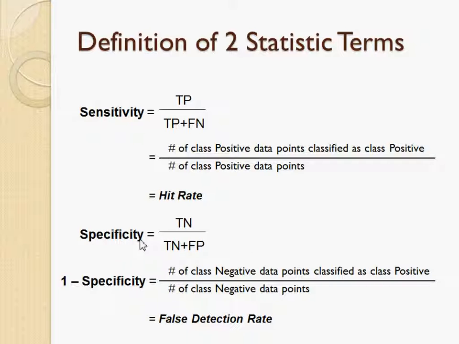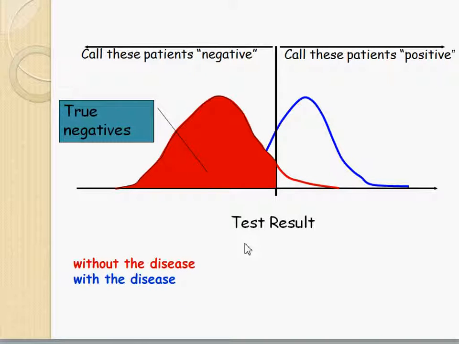So the second term is the specificity. Specificity is the ratio between the true negative and the summation of the true negative and false positive. So if we go back to the curve again, this is just the big red area over the area covered by the red curve, which is the negative curve.